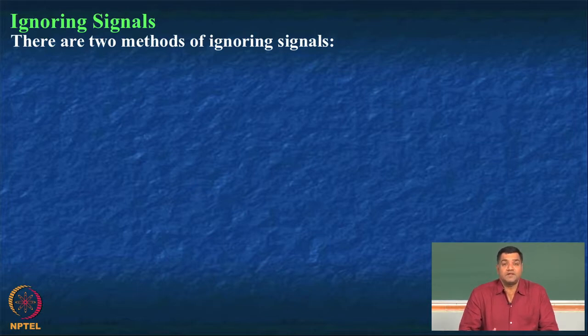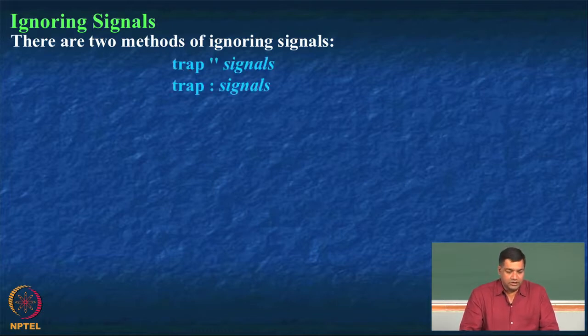The first method we saw in the last session: by putting a return statement in the signal handling routine, we will be able to take action on the signal or we can just ignore it. The other way of doing it is something like this: you can put a trap and then give a null, and then give the list of signals for which you do not want any action to be taken, or you can put a colon symbol after the trap command and then ignore whatever signals you want to ignore.